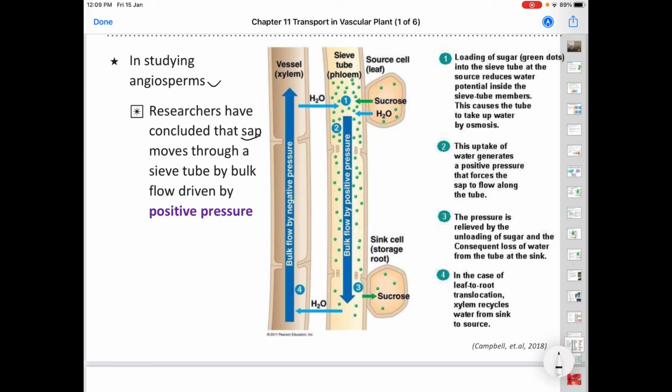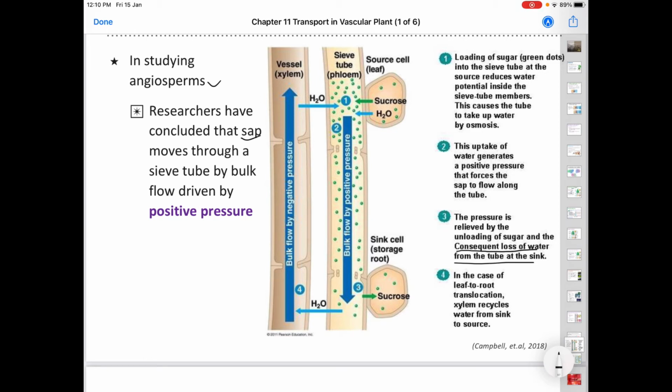Number one, the loading of sugar, the green dots that came from the leaf, into the sieve tube at the source will reduce the water potential inside the sieve tube members. This causes the tube to take up water by osmosis from the xylem. This uptake of water will generate positive pressure that forces the sap to flow along the tube. The pressure is relieved by unloading the sugars to the sink cell, which can be a tuber, a bulb, or fruits. So the consequent loss of water from the tube happens at the sink.